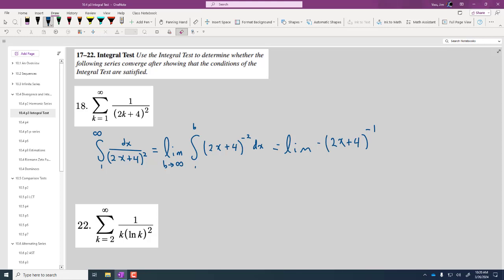And then what about reverse chain rule? Divide by what? Divide by the derivative of the inside, which is 2. So reverse chain rule, we divide by the derivative of what's in the parentheses in combination with the power rule. So the power rule says add 1 to the exponent, divide by the new exponent, but then reverse chain rule says also divide by the derivative of whatever's in the parentheses.